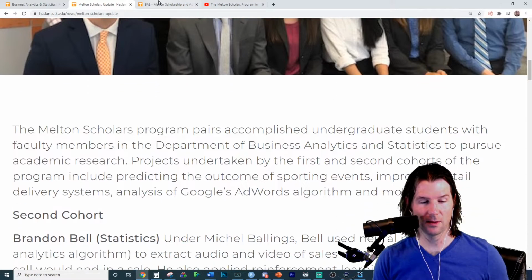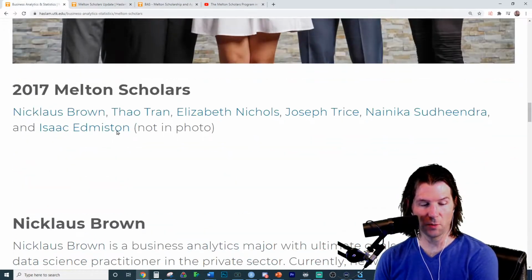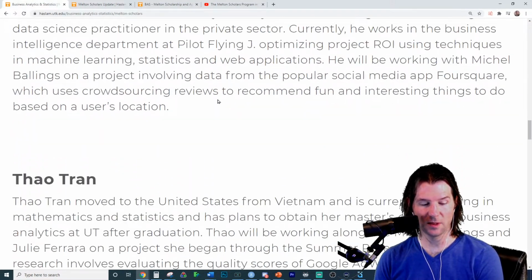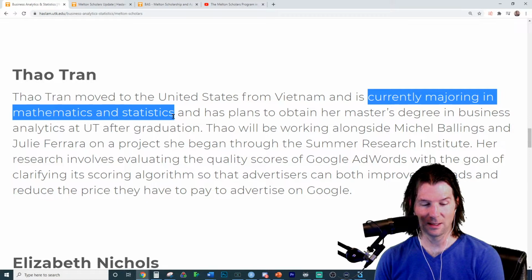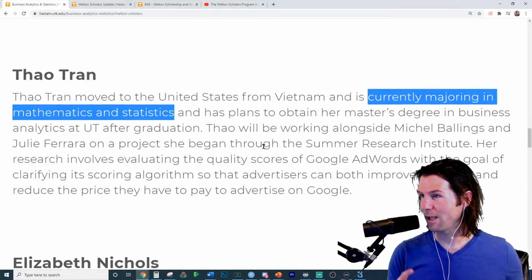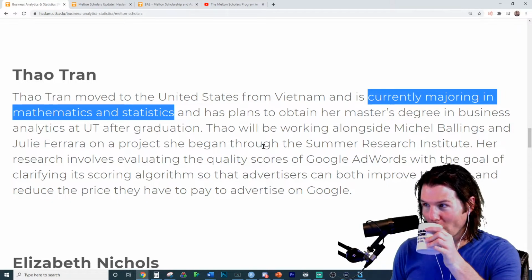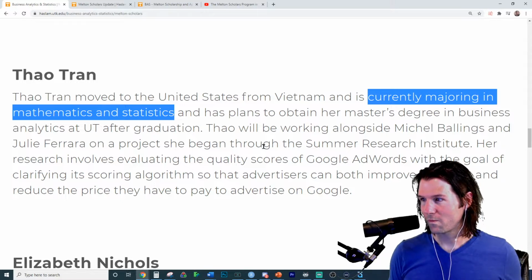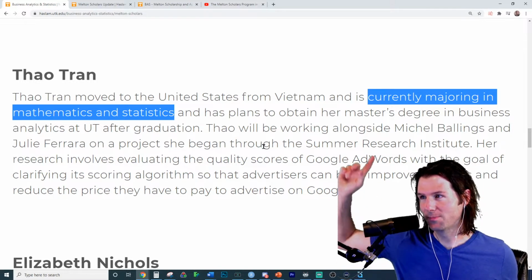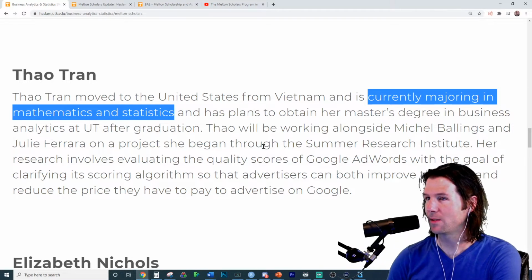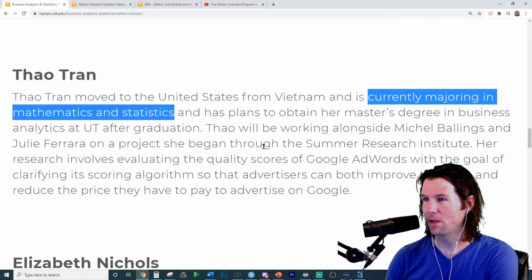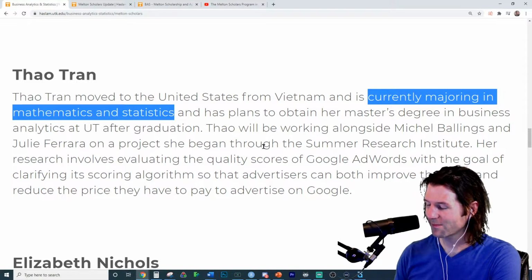And one thing I want to point out is, especially if you go back to the first group right here, Nicholas Brown was business analytics, currently majoring in, look right here. Kayla, do you see it? Boom. Kayla right there. Check that out. Perfect. Exactly. And she worked with Michel Ballings. And Michel Ballings is really great. He's from Belgium. Such a nice guy.